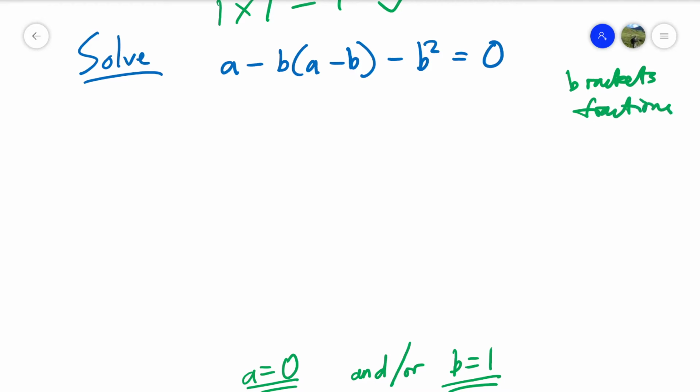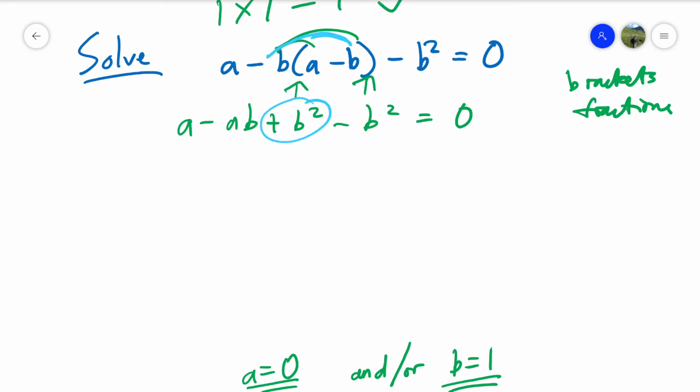There's brackets here, so let's get rid of them. They would seem to be in the way. A minus AB minus B squared. Plus B squared minus B squared equals 0. Okay, so make sure you don't make the mistake I nearly made. That one there is a minus B times a minus B, which makes plus B.